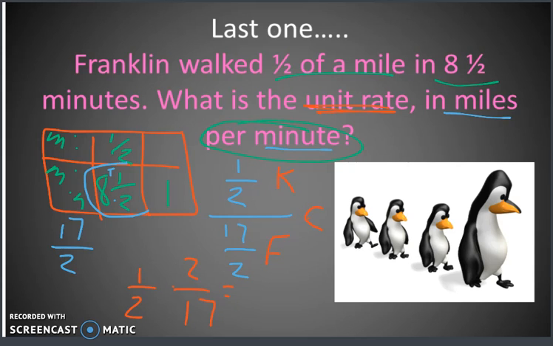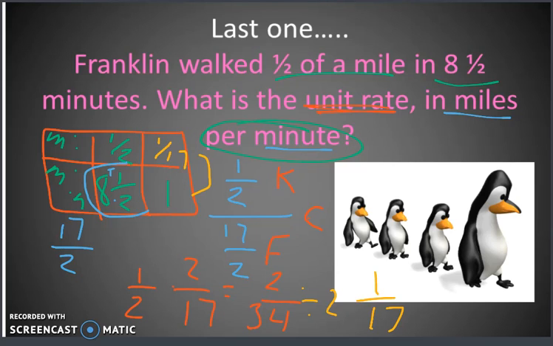I'm going to multiply across, and I get 2/34. I'm going to simplify by dividing by 2. 2 divided by 2 is 1. 34 divided by 2 is 17. So my answer is 1/17 of a mile. That means I'll go 1/17 of a mile in 1 minute. So I hope that was sort of painless for you. Again, all stuff you know, we're just putting it all together.